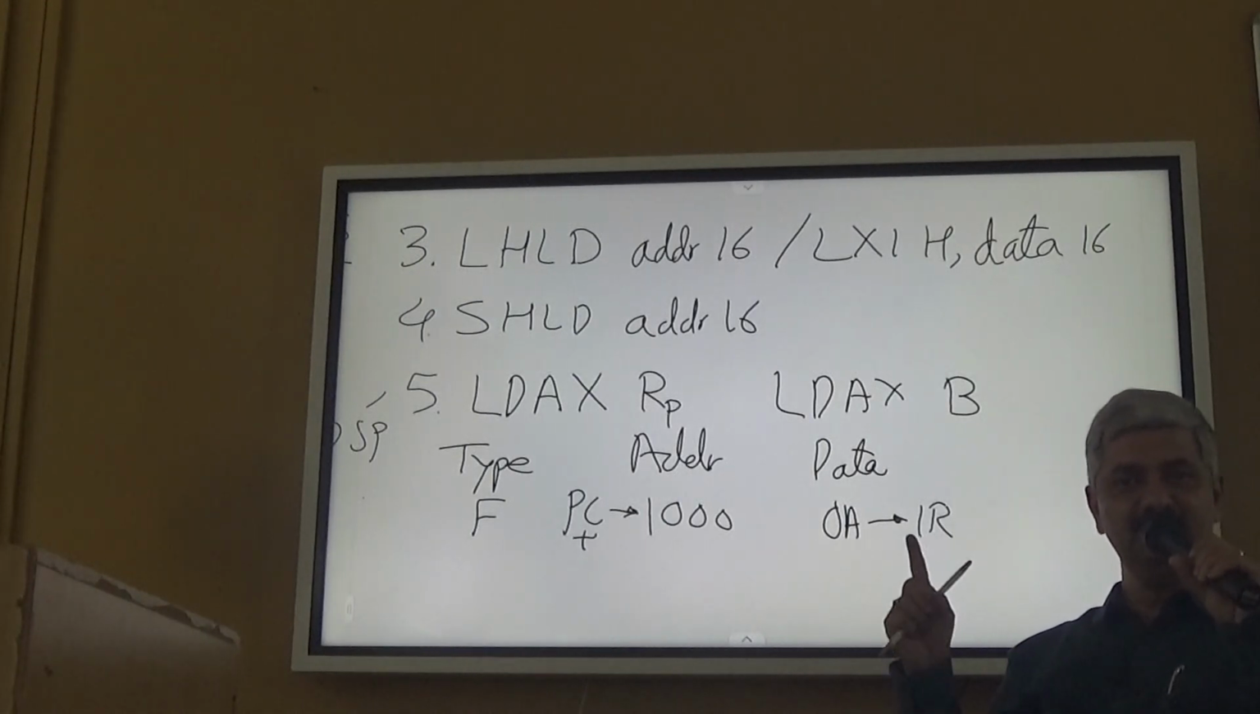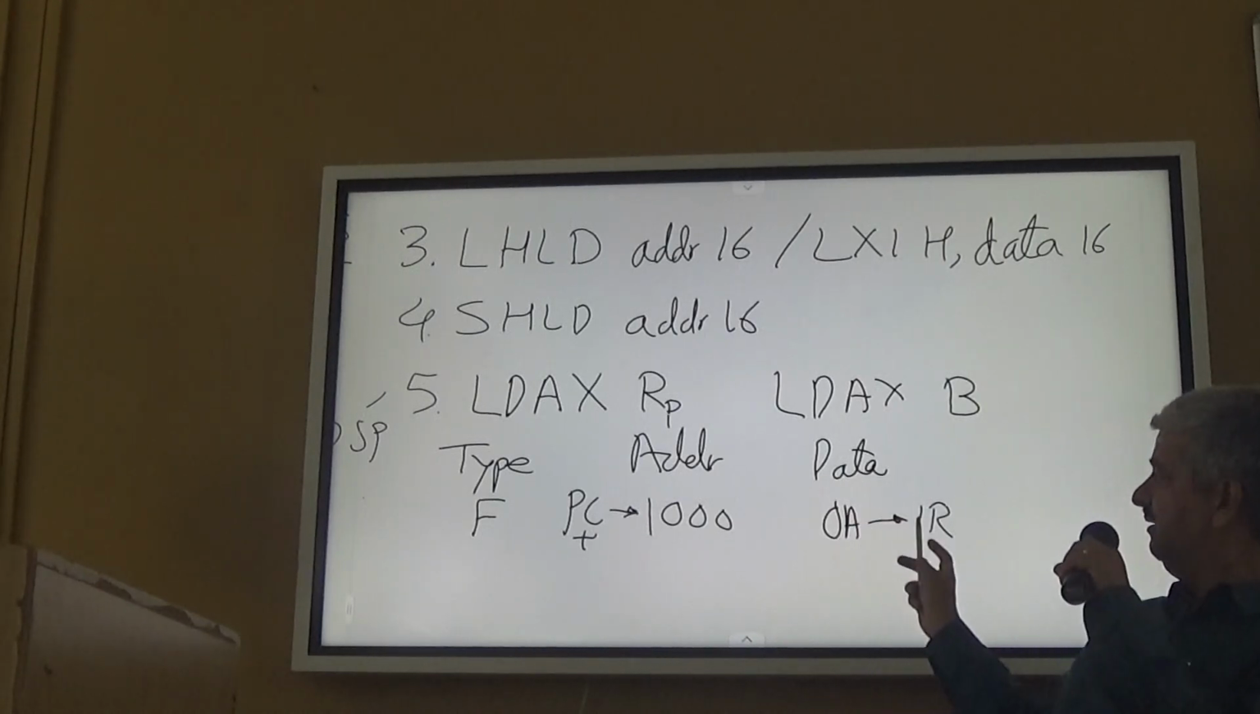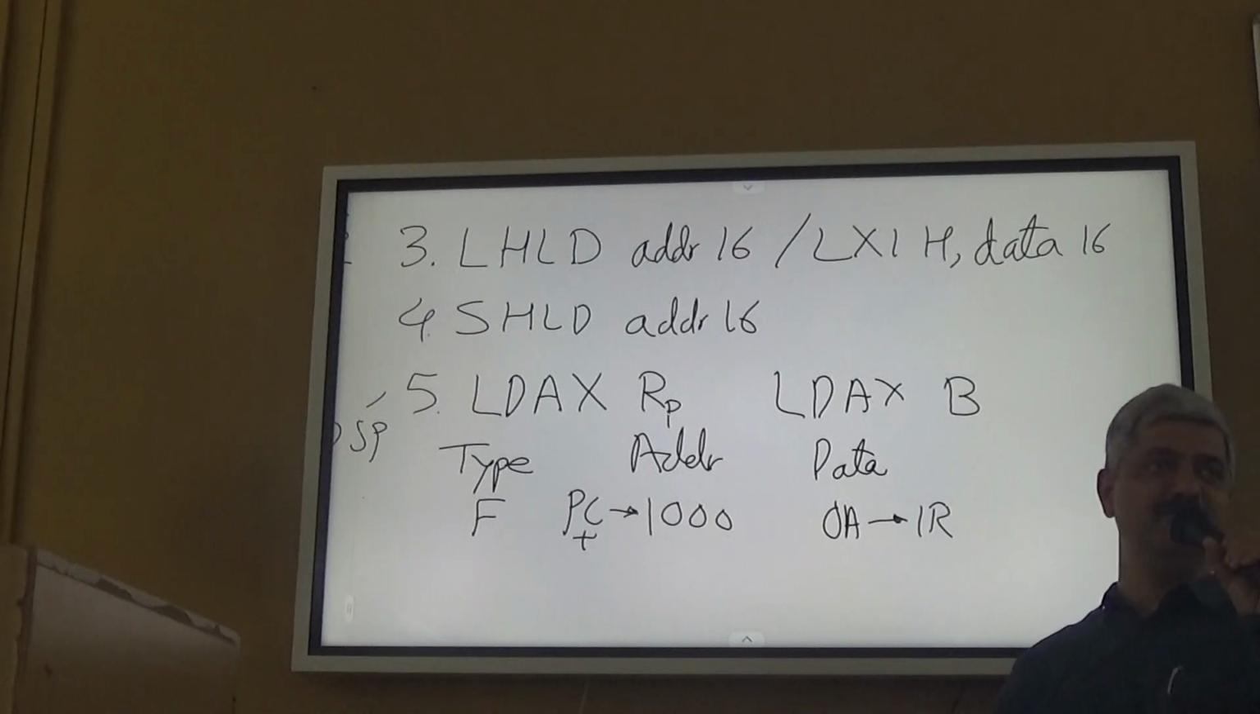So LDAX B is understood by 8085 completely. What next? What should happen now?